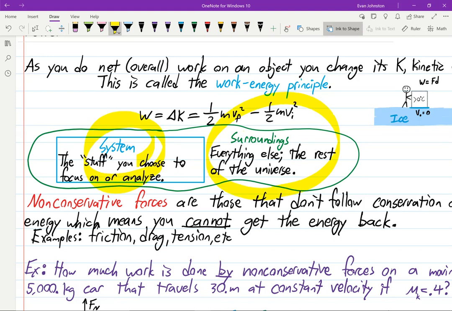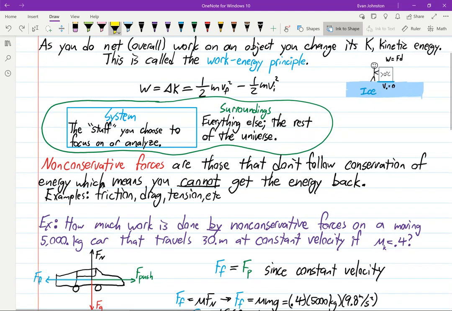Outside of the system, the surroundings. And we'll kind of start talking about things that way. Now, we've already mentioned this a little bit, but non-conservative forces, non being the key word, are just those forces that don't follow conservation of energy. That means you cannot get the energy back.